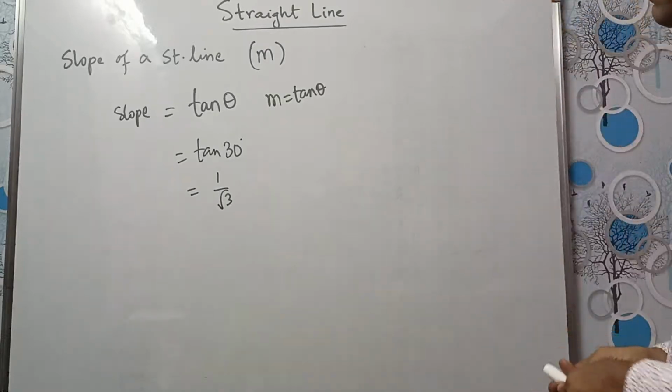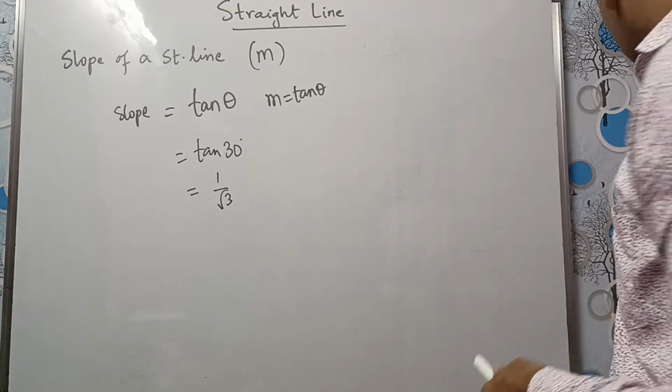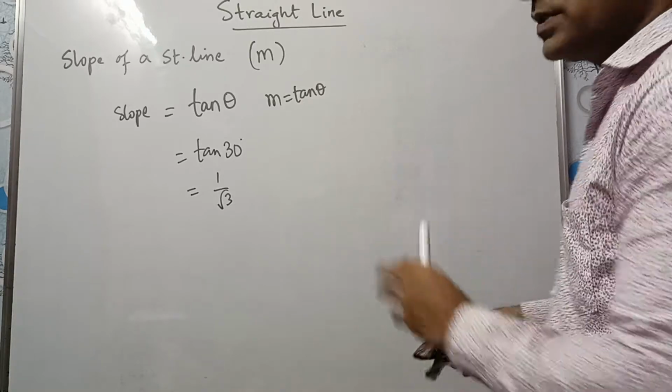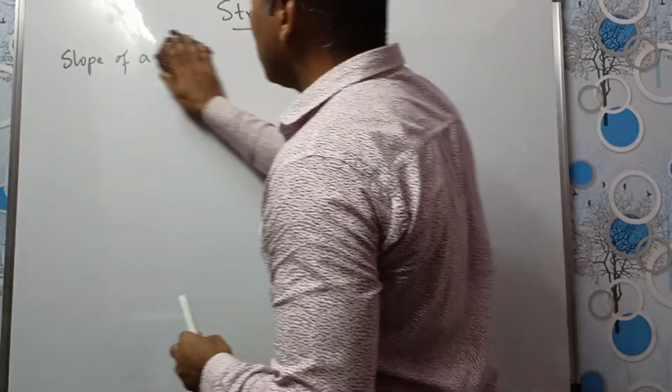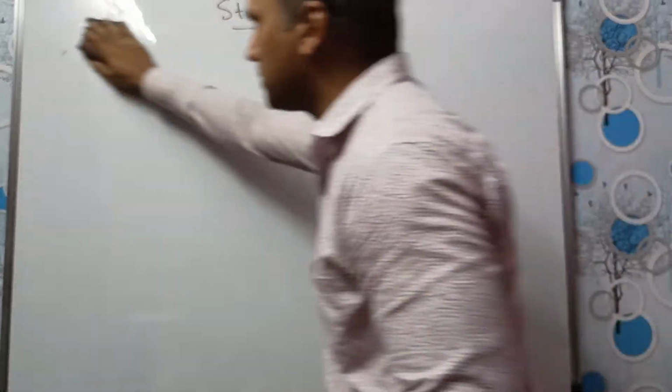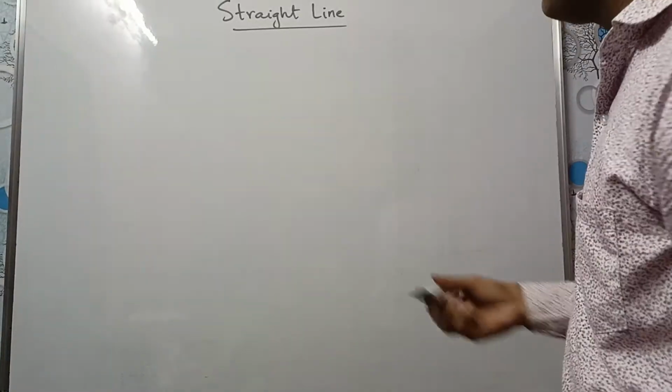Now let us learn slopes of two straight lines. What if we have two parallel lines and perpendicular lines? What will be the relationship between the slopes?